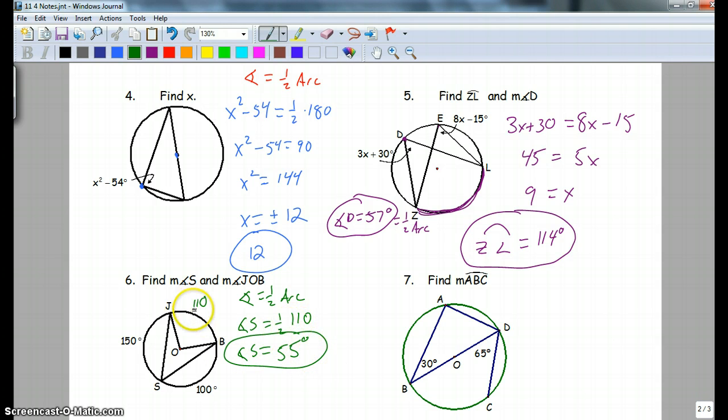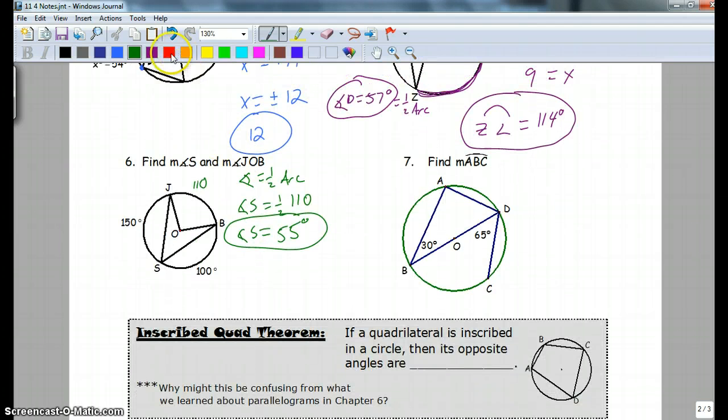And we're supposed to find the measure of angle JOB. Now, JOB is a central angle, which means that this angle is the same measure as the arc. So angle JOB is 110 degrees. Remember, there's a difference between a central angle and an inscribed angle. All right.